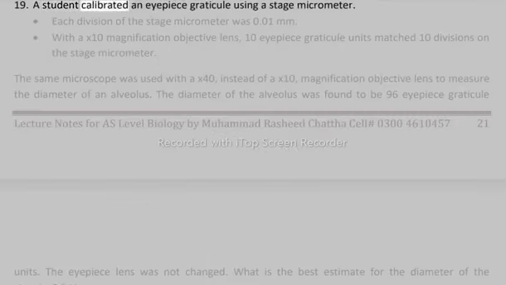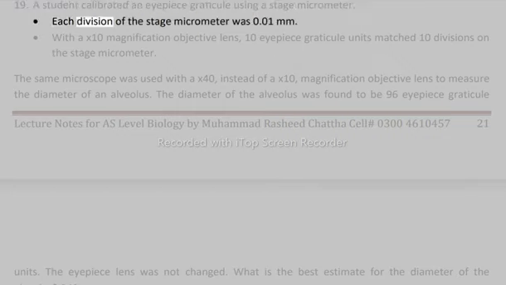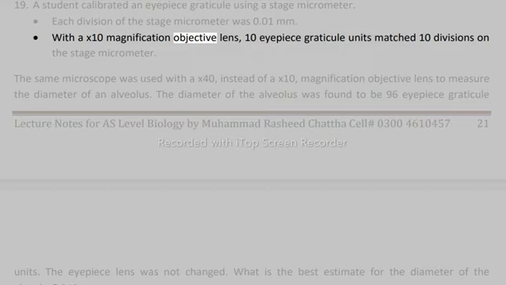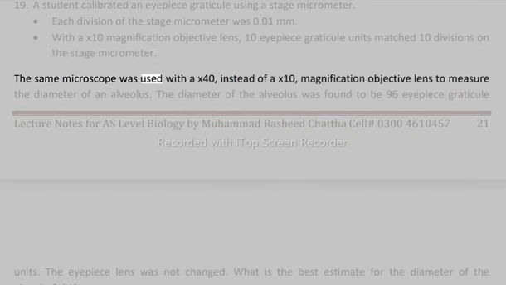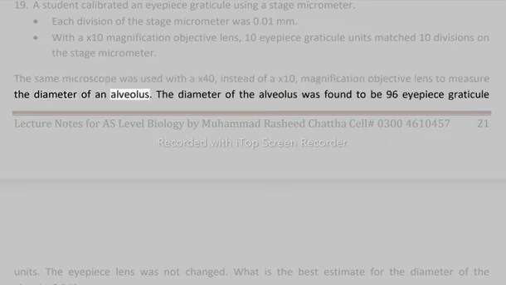19. A student calibrated an eyepiece graticule using a stage micrometer. Each division of the stage micrometer was 0.01 millimeters. With a x10 magnification objective lens, 10 eyepiece graticule units match 10 divisions on the stage micrometer. The same microscope was used with a x40, instead of x10, magnification objective lens to measure the diameter of an alveolus. The diameter of the alveolus was found to be 96 eyepiece graticule units.